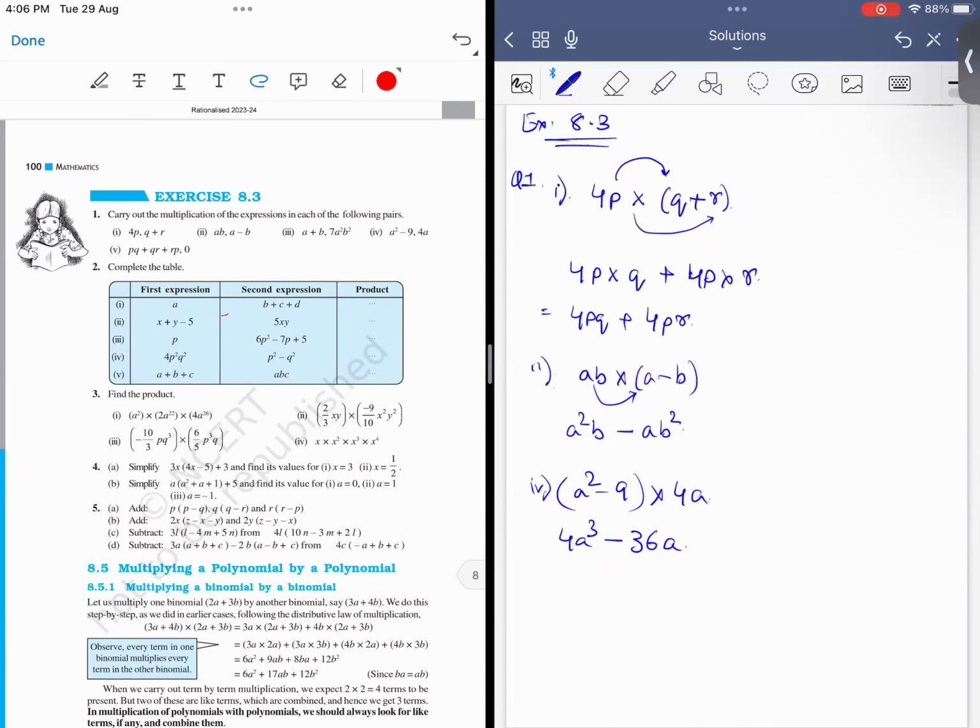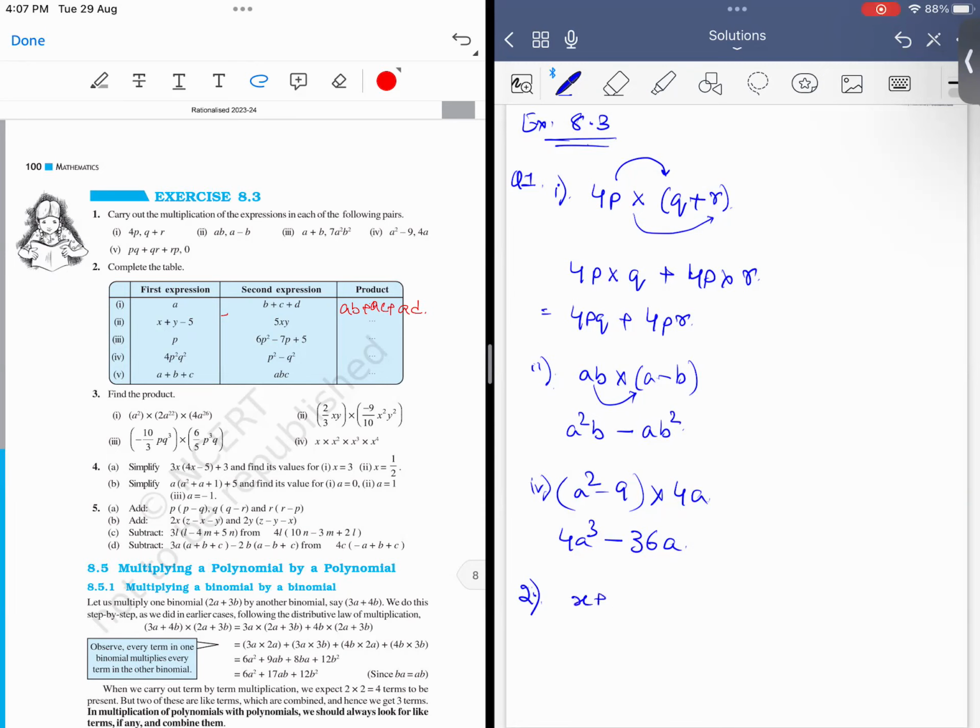You need to find the product. So basically, a will be multiplied to each of the terms. That will be ab plus ac plus ad. Likewise, when you see question number 2, again you can multiply.